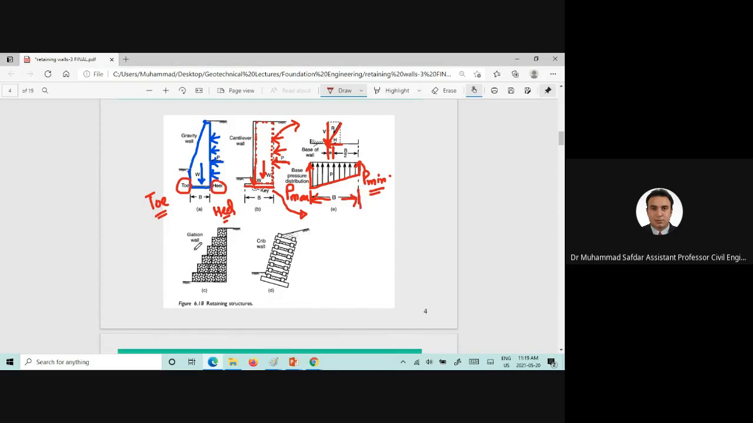Looking at the cross section of the gabion wall, we will see a rectangular shape structure here. Now if we want to see the cross section of the crib wall, it will look like this one if it's inclined, but we can place it vertically as well.